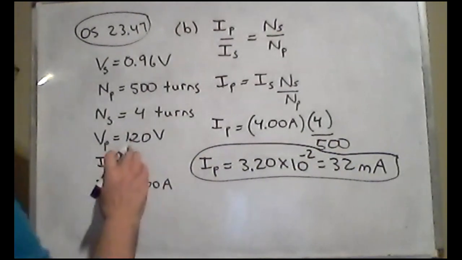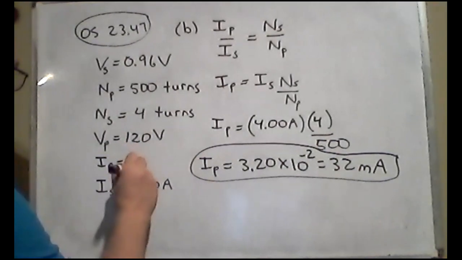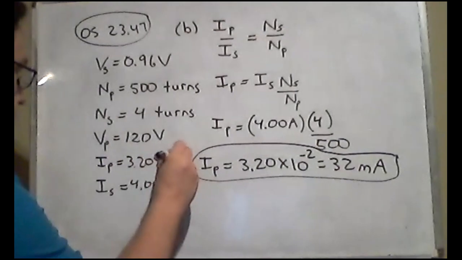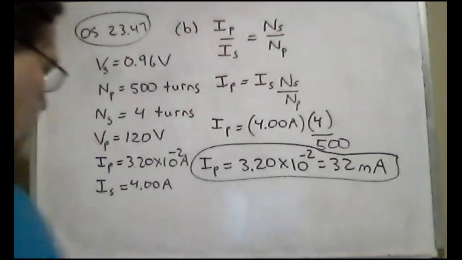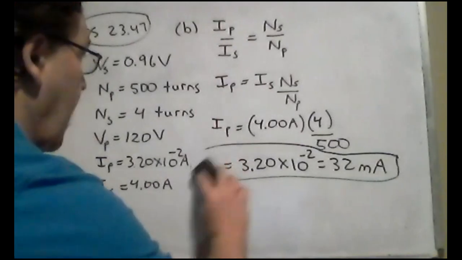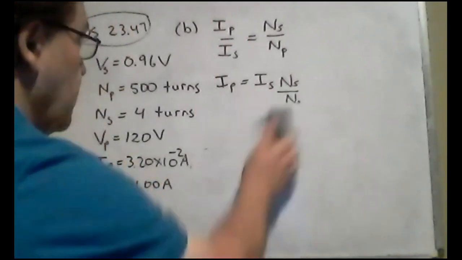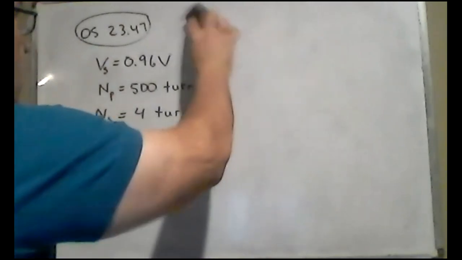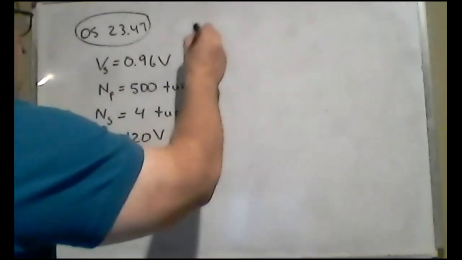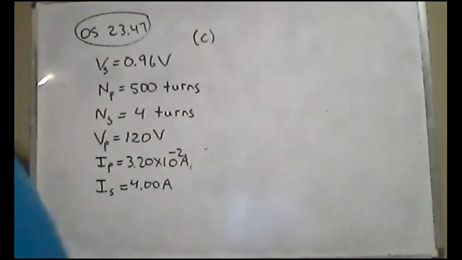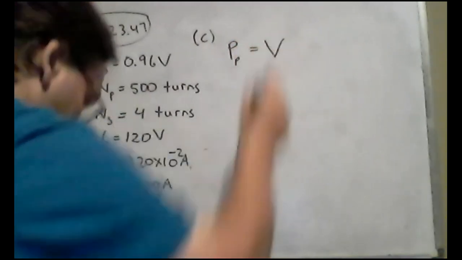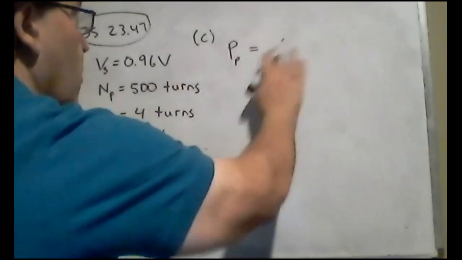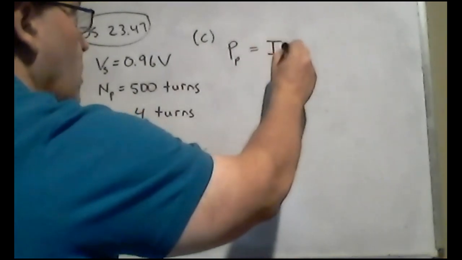All right, so I know that now. I have one more part of the question. I want to find the input power. Input power means the power at the primary, which would actually be the same as the power at the secondary, but since it says input power, we want to focus at the primary. So the input power would be P sub P. Power at the primary is I sub P times V sub P, the product of the current and the voltage.